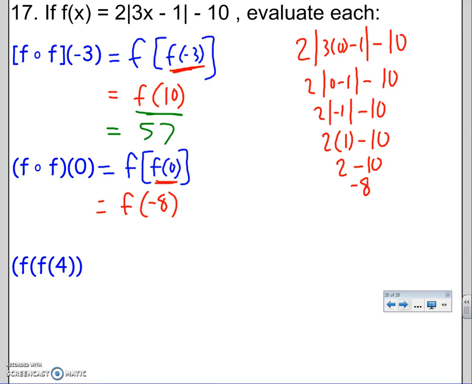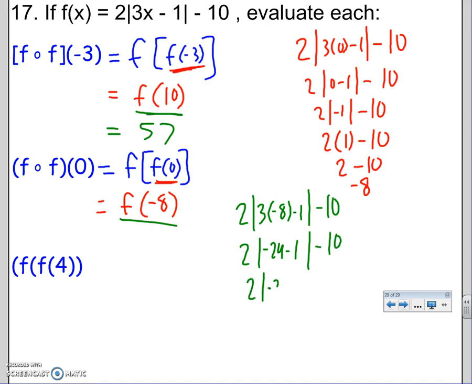So now I have to figure out what this is. I'm plugging -8 for x in equation f, again with absolute value, so be careful. 3 times -8 minus 1, minus 10. Work on the inside, that's -24 minus 1, that's -25. Comes out positive. I can finally multiply. 2 times 25 is 50, minus 10, that's 40. So this equals 40. All right, one more.